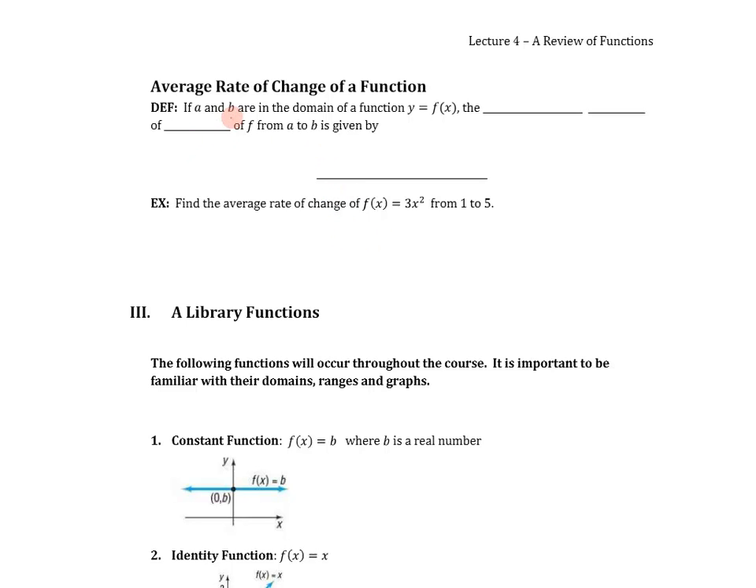Now, if we want to find the average change over two input values, then what we do is we use a formula. The average rate of change from A to B is given by the change in the function, so f of b minus f of a, divided by the change in the input values. Which kind of makes sense.